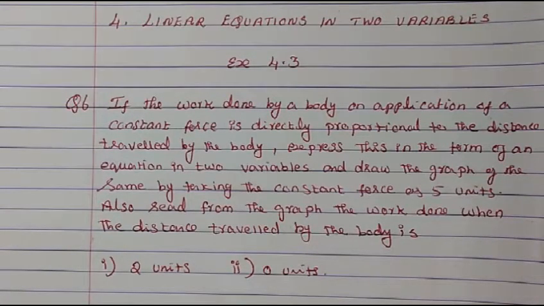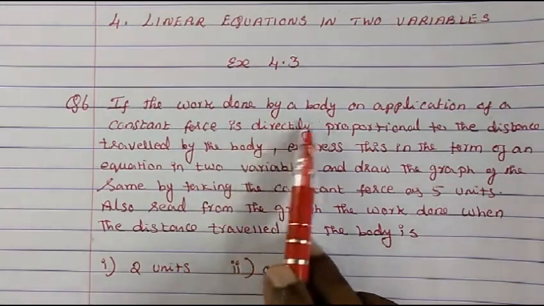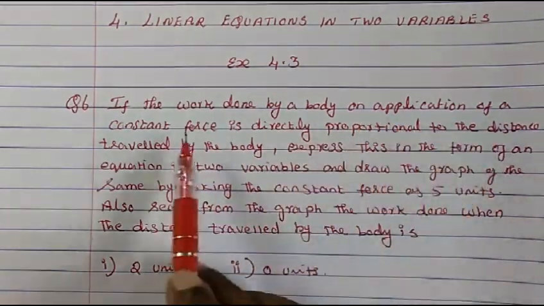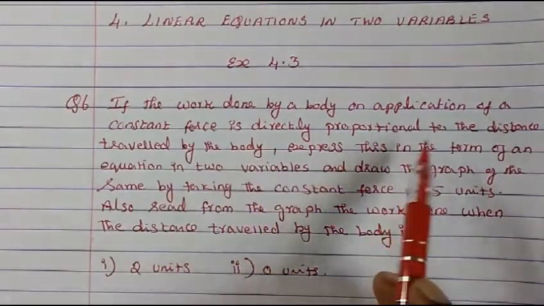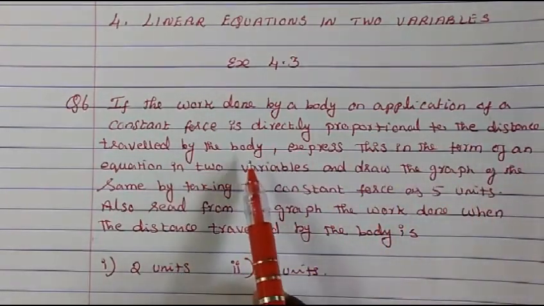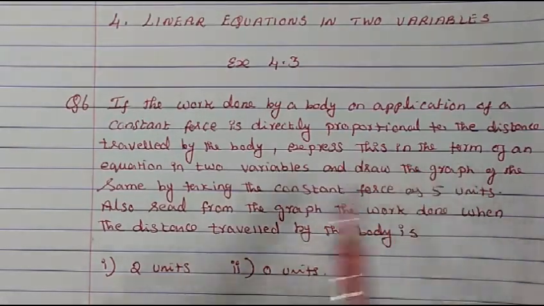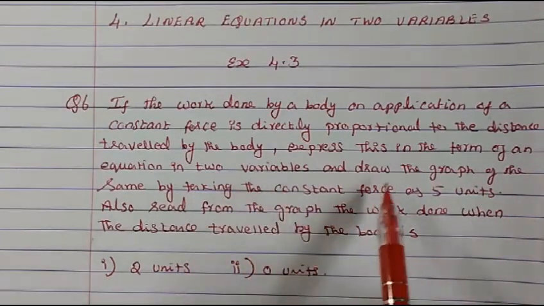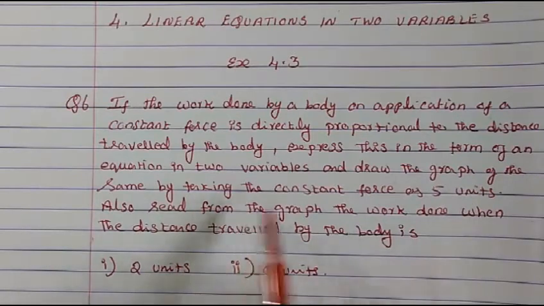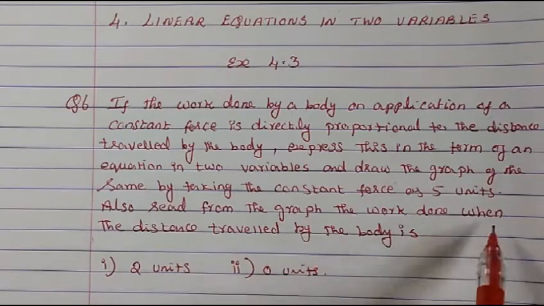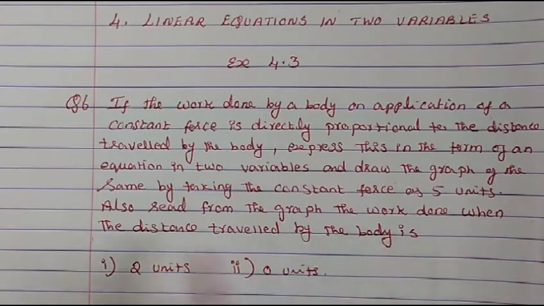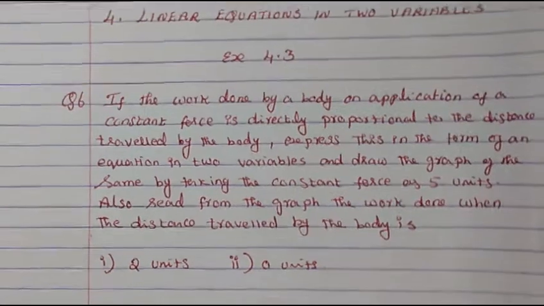Today we are going to study from class 9, chapter 4, linear equations in two variables, exercise 4.3, question 6. If the work done by a body on application of a constant force is directly proportional to the distance traveled by the body, express this in the form of an equation in two variables and draw the graph of the same by taking the constant force as 5 units. Also read from the graph the work done when the distance traveled by the body is 2 units and 0 unit. So just try to understand the question.